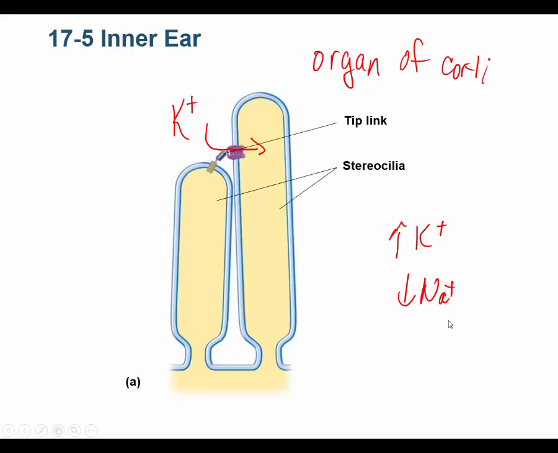Yes, so the way you depolarize the hair cells in the organ of Corti is by potassium rushing in and depolarizing. That's how you depolarize the hair cells. Because it's the potassium that's in high concentration outside the hair cells, not sodium. Sodium's a very low concentration. There isn't even any sodium to rush in.